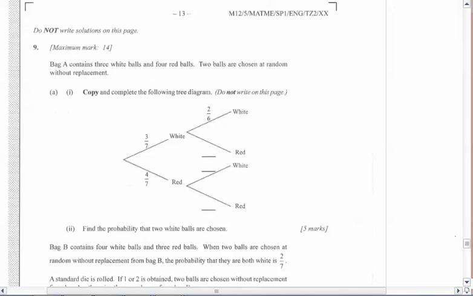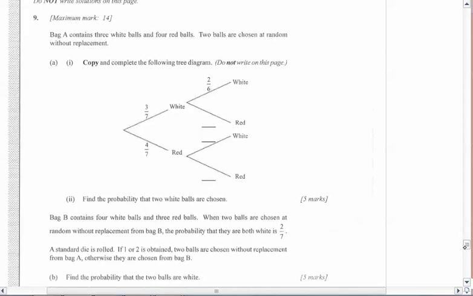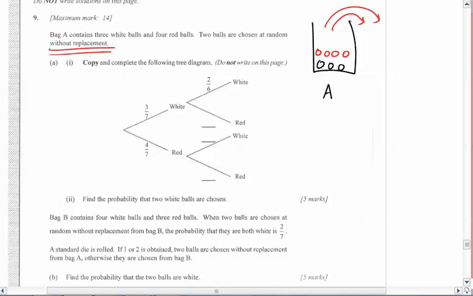Probability question. Question 9. So we've got two bags. Bag A has 3 white balls and 4 red balls. 2 balls are chosen at random without replacement. So this tree represents, first branch represents the first ball.